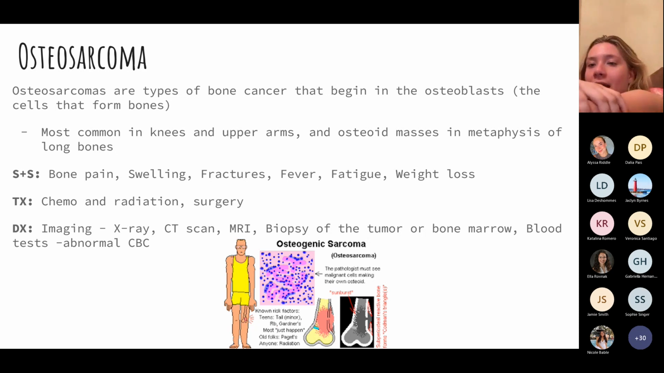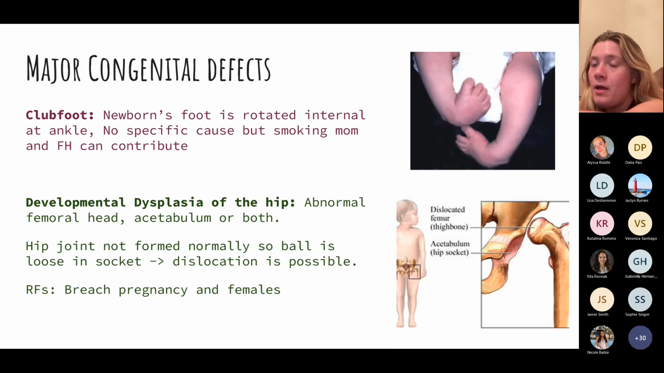Osteosarcomas, this is a bone cancer, and it is usually one of our more difficult cancers to treat, but it's really common in our knees, arms, and the long bones especially. To diagnose, we can biopsy the tumor, do blood tests, etc. But just know that it puts them at risk for fractures, fatigue, weight loss, etc. And it's pretty common in kids.